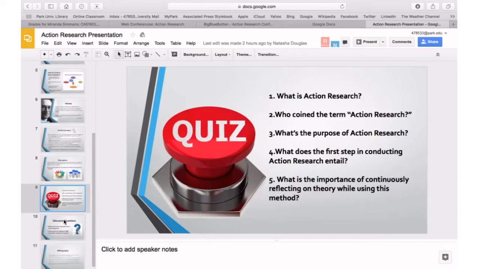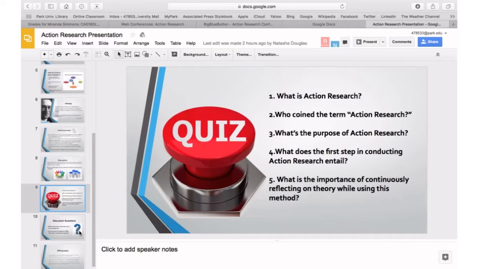Okay, the next question is, what does the first step in conducting action research entail? And that's a little bit more involved, but we did touch a little bit on the steps of the action research method. The last question is, what is the importance of continuously reflecting on your theory while using this method? That's a little bit more involved, but Natasha did go over that when she talked about the steps.